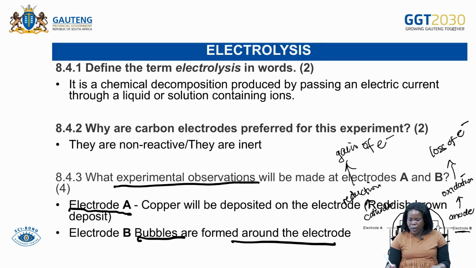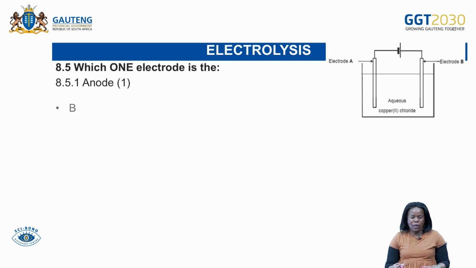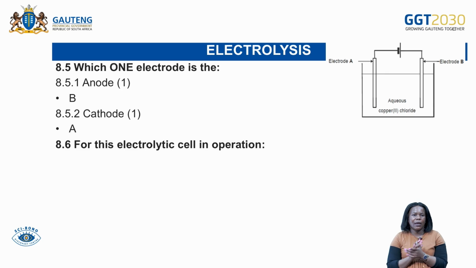Electrode B is our anode. It is our anode because oxidation happens there. What is oxidation? It is the loss of electrons. So that is why we said the anode is B, and the electrode which is the cathode is then going to be A. All right.